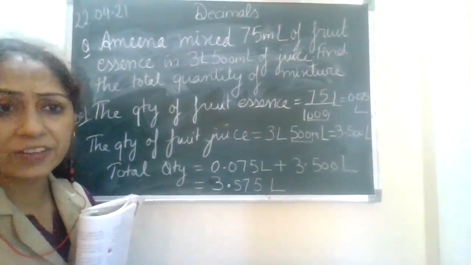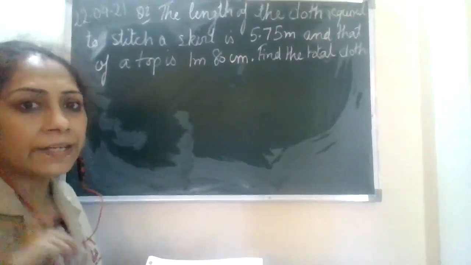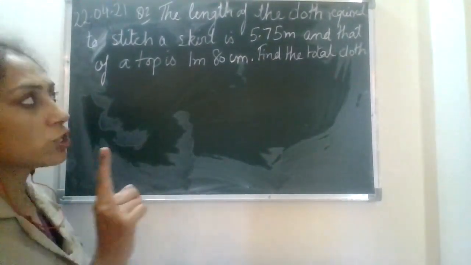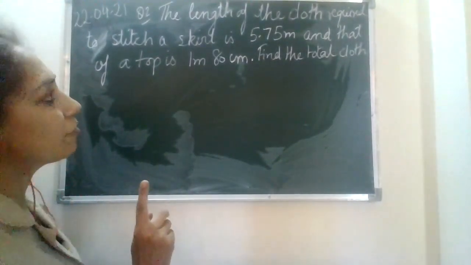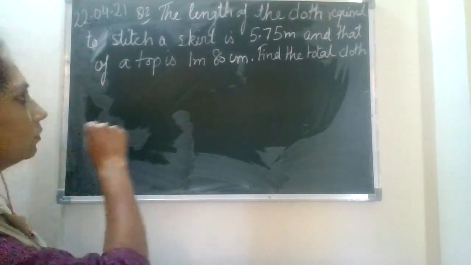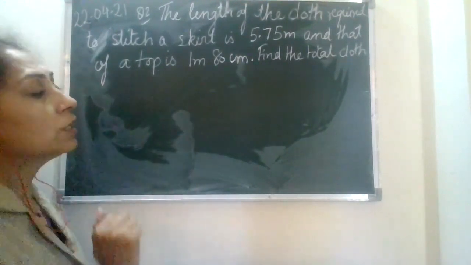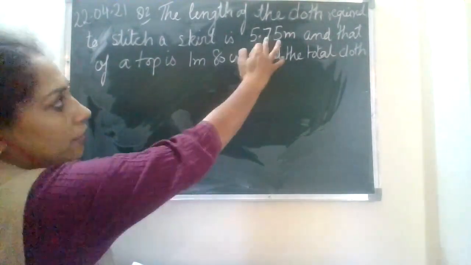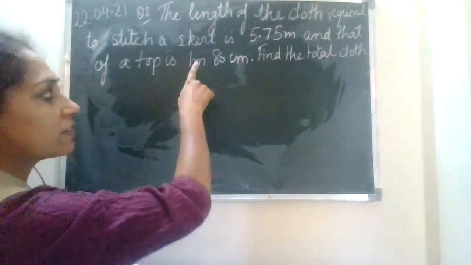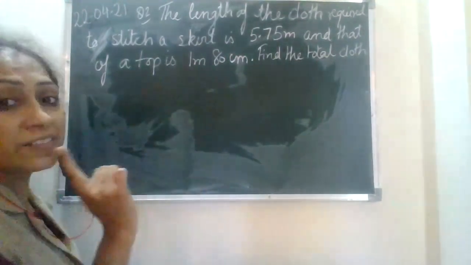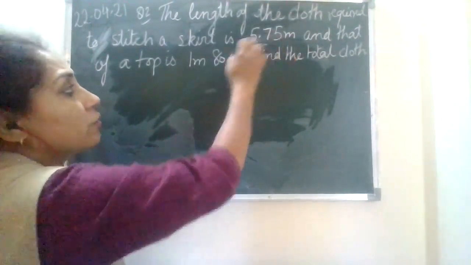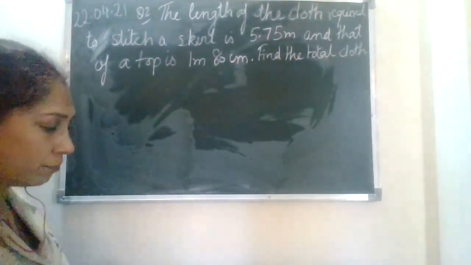Now, the last and the next question of the day is, the question I'm reading out for you. The length of the cloth required to stitch one skirt is 5.75 meters, and that of a top is 1 meter 80 centimeter. Find the total cloth. That means you need to add. This is for one skirt and this is for one top. But the discrepancy is between the units, so you have to make the units common. It is in meters, so you have to convert this also into meters.